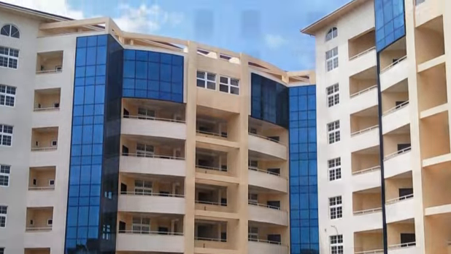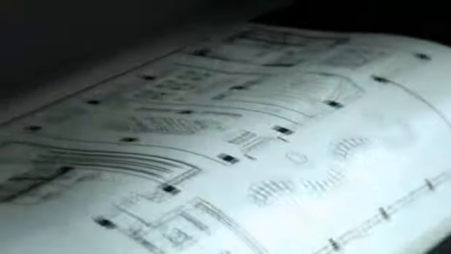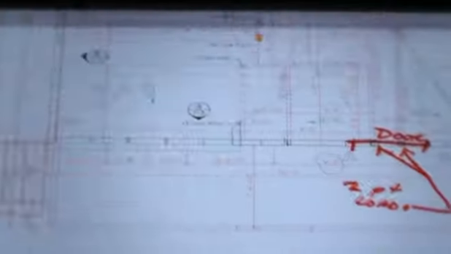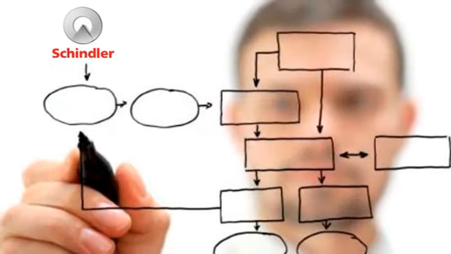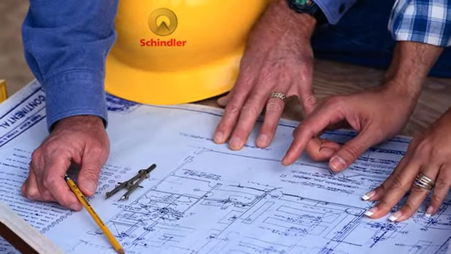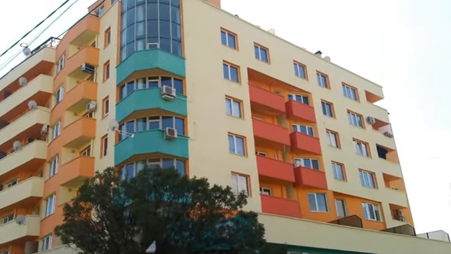Sustainable and affordable urban development is a major challenge for planners and architects in the 21st century. Schindler supports visions and plans for sustainable buildings with energy-efficient and ecologically sound mobility solutions.